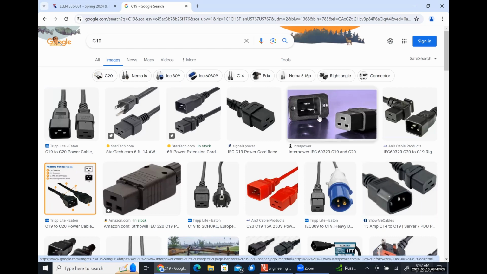So like this C19, this is a particular socket that's used for most computer power supplies, but the cables that you can get for that terminate in NEMA, I think 5-15P. So effectively it's rated for 15 amps, or you can get them rated for 20 amps here in the States. This one over here is a C19 setup, but effectively it's literally just changing the plug on some power supplies and all of that kind of stuff.